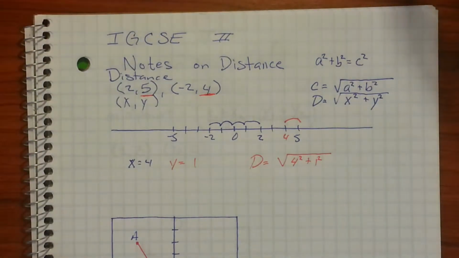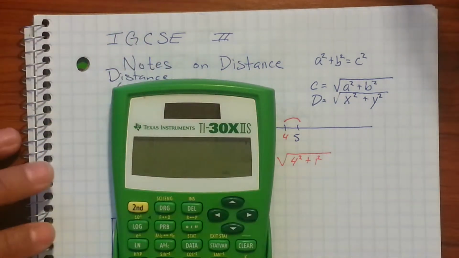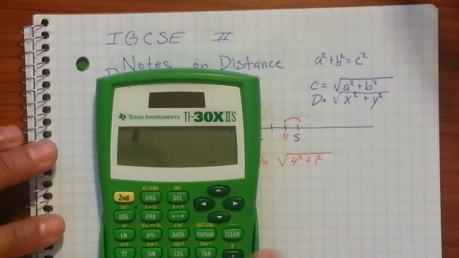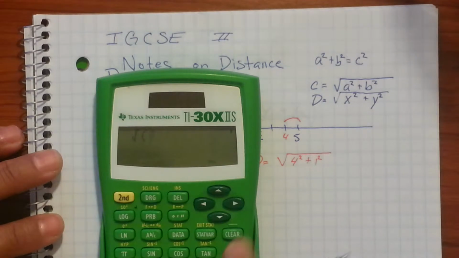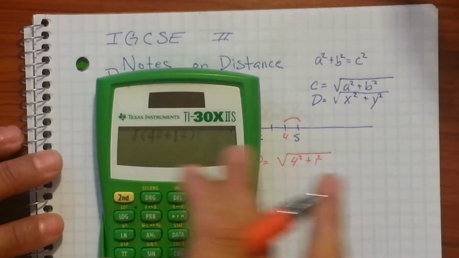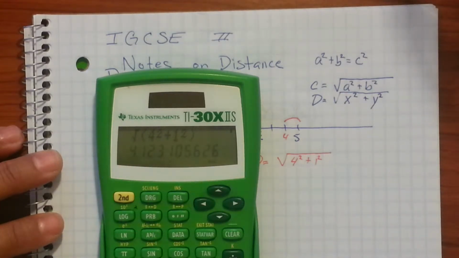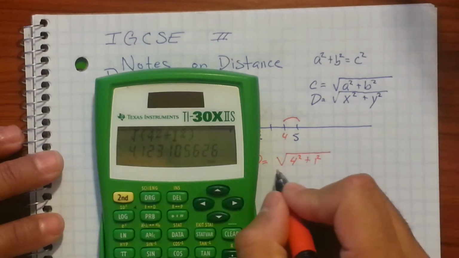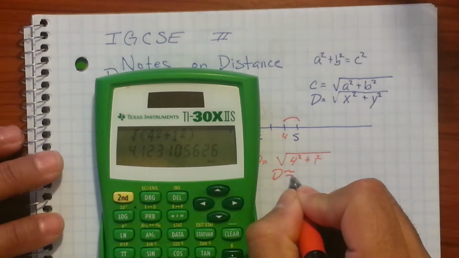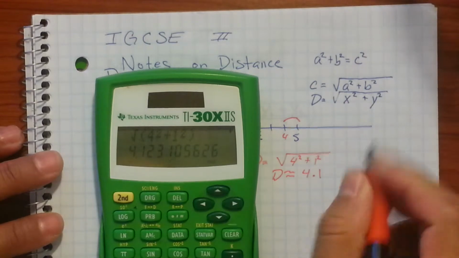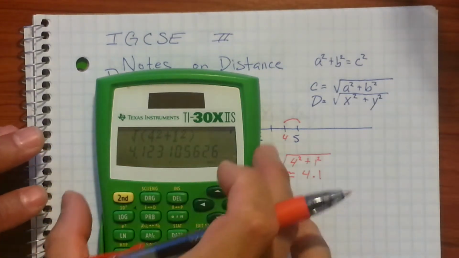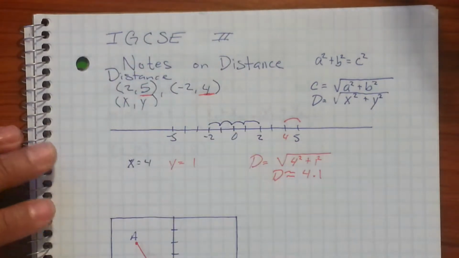And I can plug that into my handy dandy calculator. We have square root. Don't forget the square root. Square root of 4 squared plus 1 squared. Close it right there, all of that inside the square root. And I come up with 4.1. So d is about 4.1. That's going to be the distance between these 2 points right here.